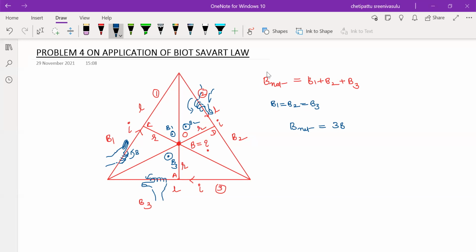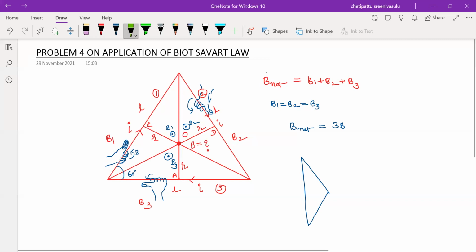I am taking the first conductor. You look here, assume this is the first conductor. Now, this is an equilateral triangle, so what about this angle? Total is 60 degree.